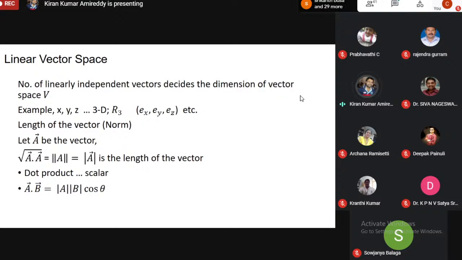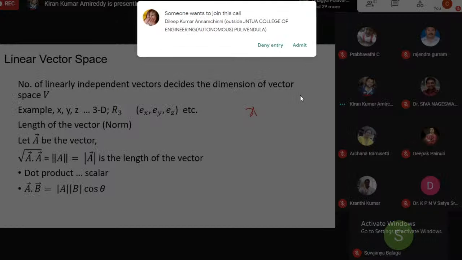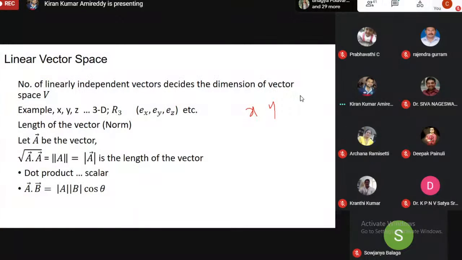Still we can express the basis. Suppose we take R3, the famous three-dimensional space, where x, y, z are the three coordinates. So these three are the basis, and these three are also orthogonal or orthonormal.